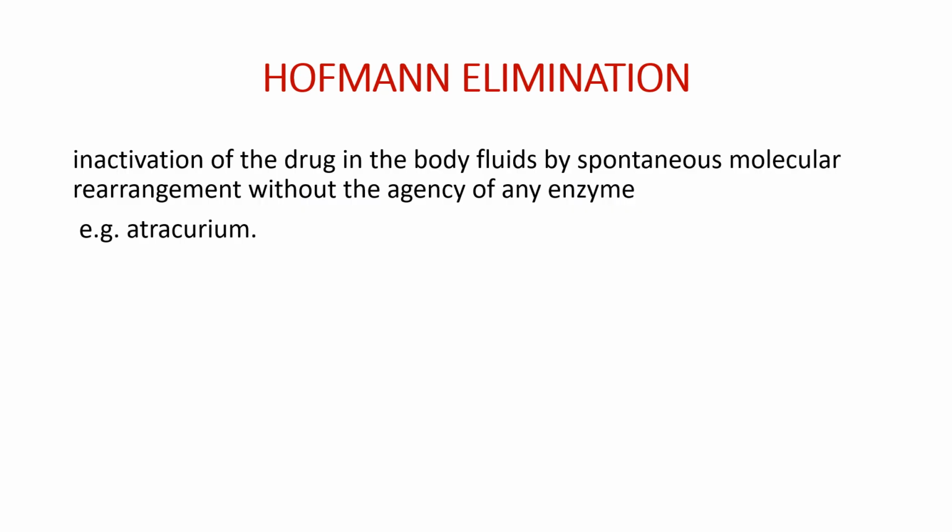Hofmann elimination is a process in which the drug gets inactivated in the body fluids by spontaneous molecular rearrangement, without the agency of any enzyme. So far we saw biotransformation reactions, phase 1 and phase 2 reactions, which involve enzymes, either microsomal or non-microsomal. Here in Hofmann elimination, there is no involvement of any enzyme. The elimination occurs by spontaneous molecular rearrangement. An example of a drug which undergoes Hofmann elimination is atracurium.